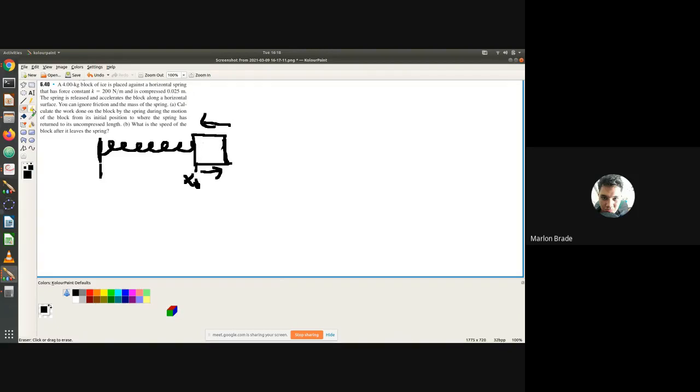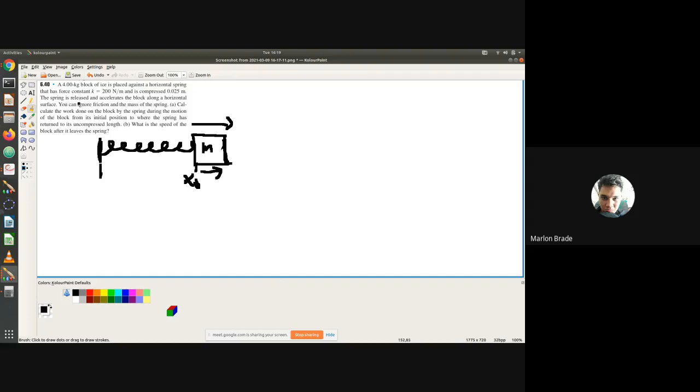Ang mass kay 4 kilogram. Kung initially at rest, wala siya molihok. Pag imo na siyang buhian og kalit, ang reason kay naa siyay elastic potential energy, ang mahitabo mo-accelerate na ang mass padulong dinhi. Okay, so the spring is released.